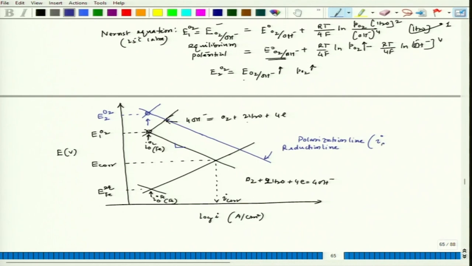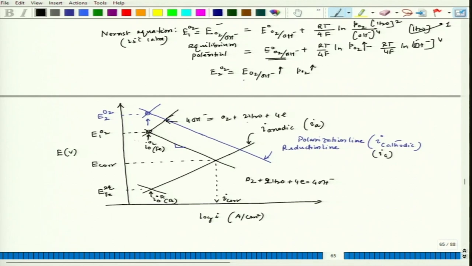corresponding to I cathodic, and this line is I anodic, we call it I A, and this is called I C.